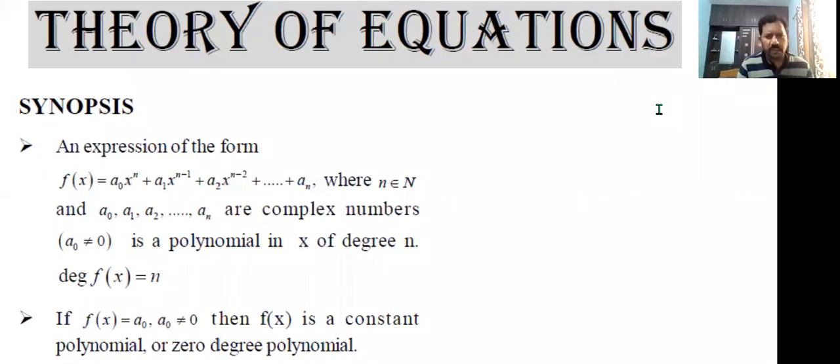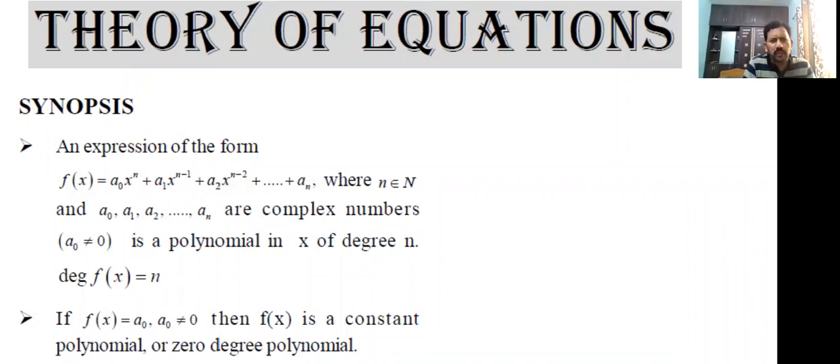Now I am going to discuss the theory of equations concept. Previously I completed quadratic equations and level 1, level 2, level 3 problems. Now a new chapter. See, quadratic means degree 2.